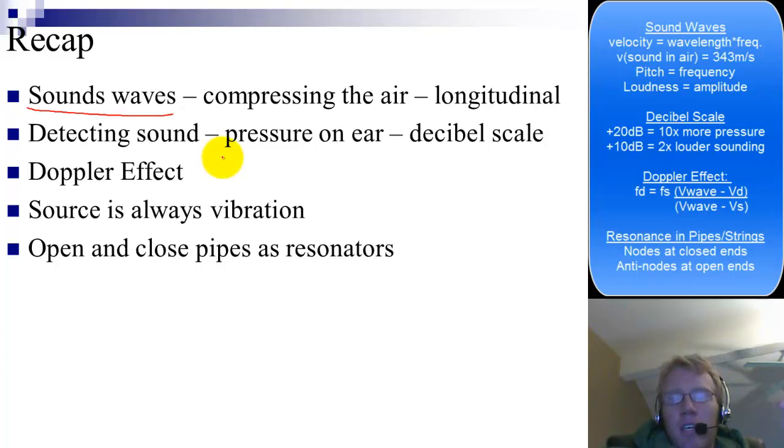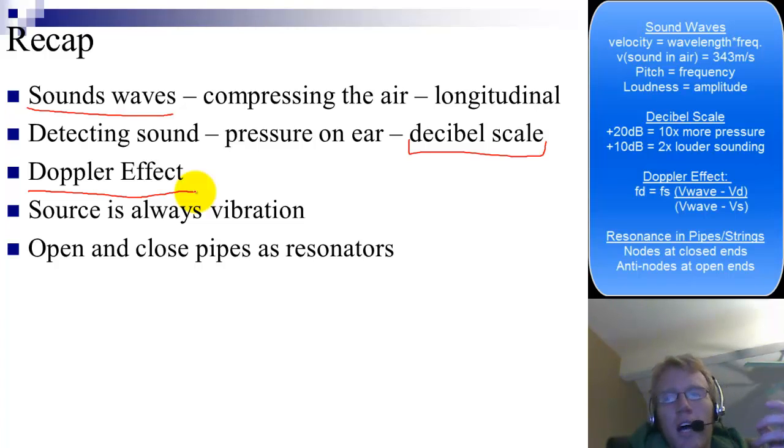But the sound wave that we actually hear, we map it out using a decibel scale, because the range of pressures is over 1,000,000 times from the smallest to the largest. And in order to graph that over a reasonable range, we use a decibel scale. Then we looked at the Doppler effect, where observers in front of a moving source will hear a higher frequency, and observers behind a moving source will hear a lower frequency. We saw that the source of all sound waves is always something vibrating or oscillating. And lastly, we looked at open and closed pipes and strings as different ways to find resonance to play a certain tone at a larger value.